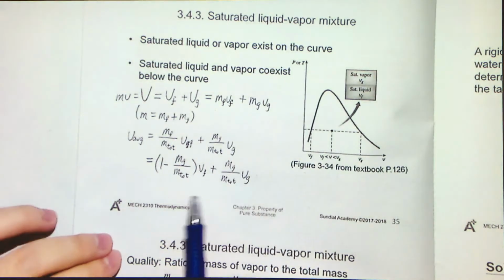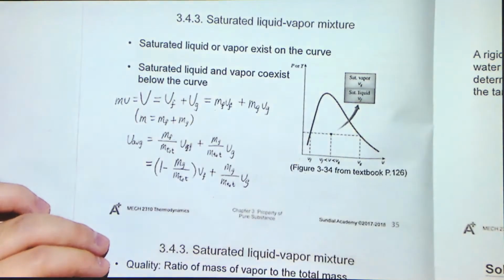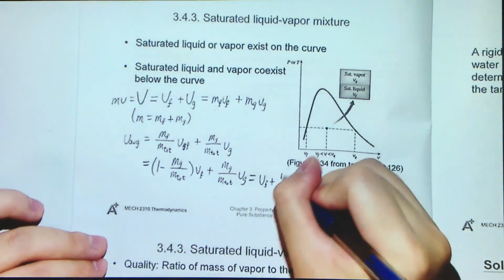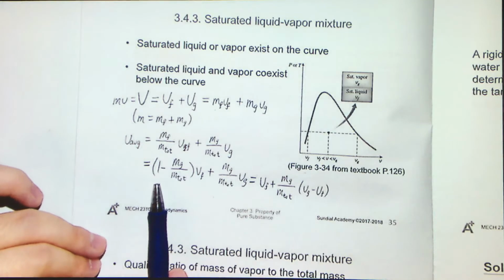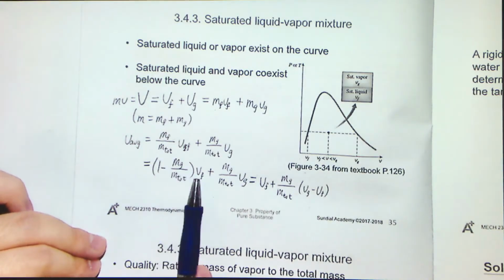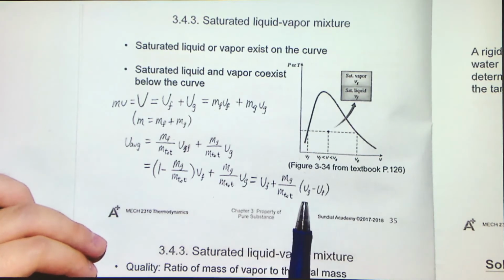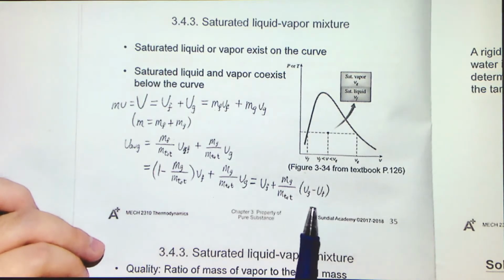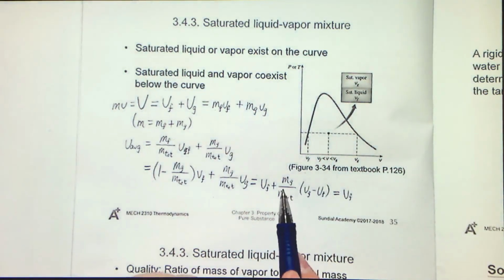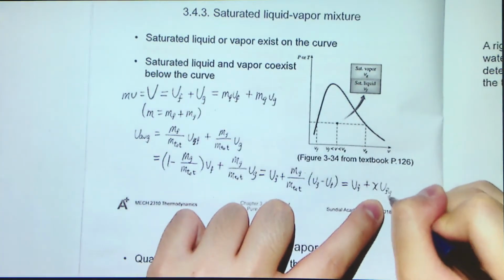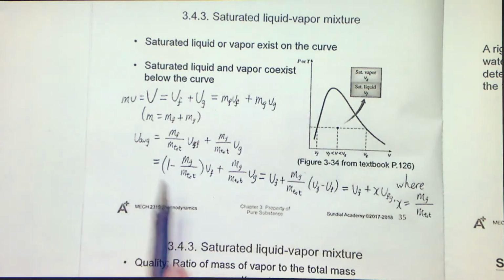If we expand these brackets, you can see that vf and vg have a common factor, mg divided by m total. So we can rewrite it a little bit to become vf plus mg divided by m total, times vg minus vf. It becomes vf minus mg vf divided by m total plus mg vg divided by m total, and we just take a common factor. Here, this vg minus vf, as I've defined before, is equal to vfg. We also define this fraction, mg divided by m total, to be x. So x is equal to mg divided by m total. We have derived this expression: v average is equal to vf plus x vfg.